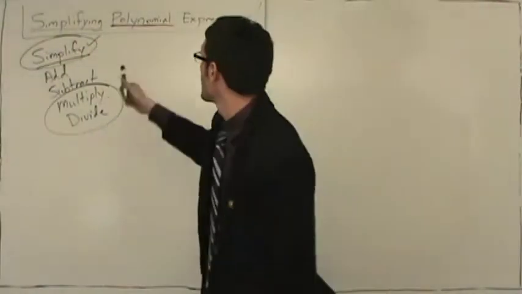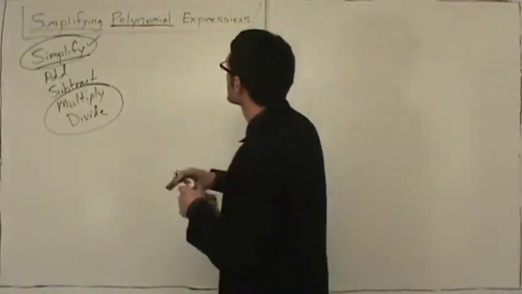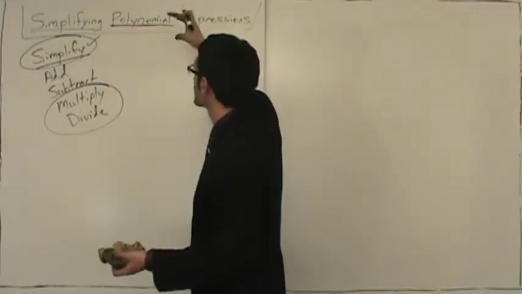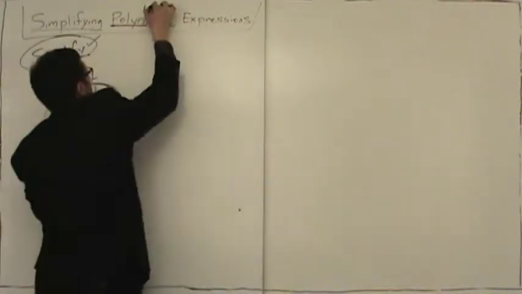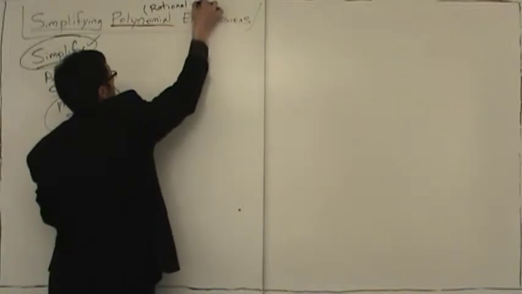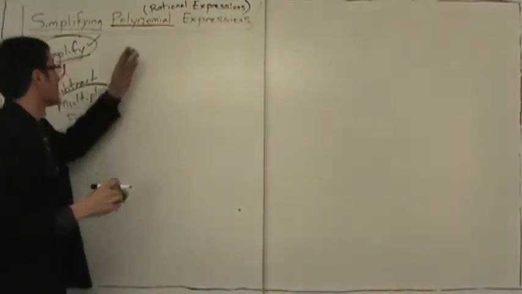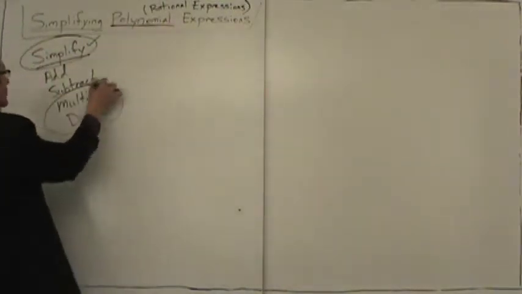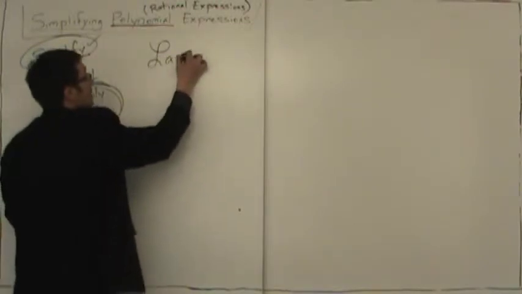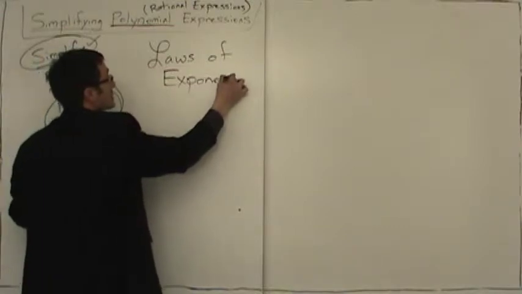Now, question, are polynomial expressions also rational expressions? Yes, so technically I could have named this lesson Simplifying Rational Expressions. So we're dealing with polynomials, and the bigger group is called rational expressions. So that's something to note. We're really doing both. Okay, so simplifying polynomial and rational expressions. We're going to start with multiplication and division. We call multiplication and division laws of exponents.